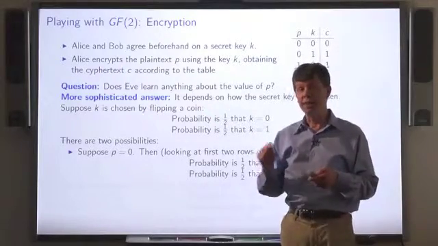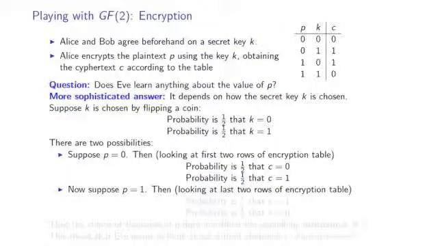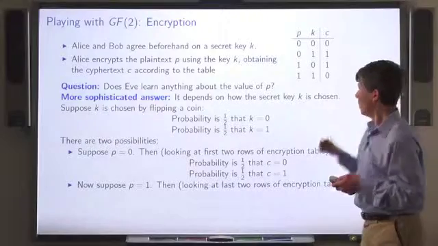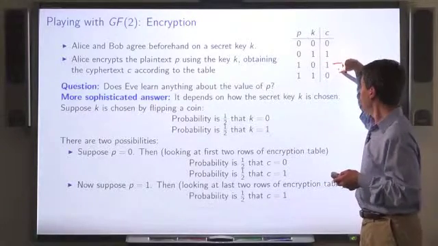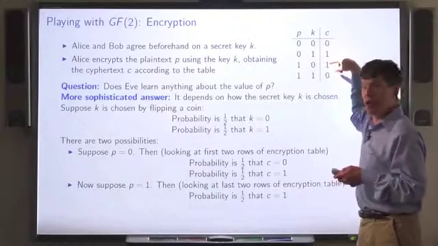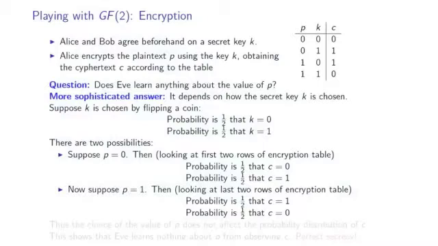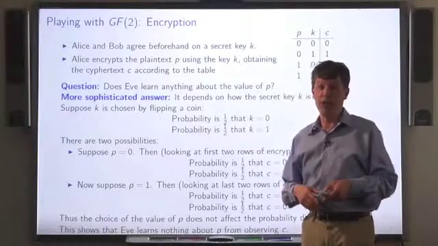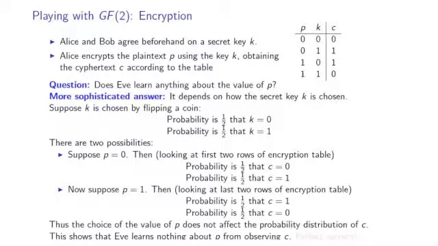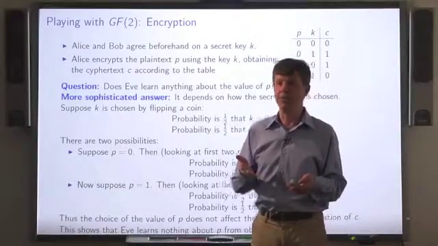Now suppose that the plain text was actually 1. Looking at the last 2 rows of the table, the key is chosen randomly. So the probability that the ciphertext is 1 is 1/2, and the probability that the ciphertext is 0 is 1/2. So the choice of the value P, the plain text, is not reflected in the probability distribution of the ciphertext. Eve doesn't learn anything from observing C. She might as well just stay home and flip a coin, because the ciphertext is just 0 with probability 1/2 and 1 with probability 1/2.